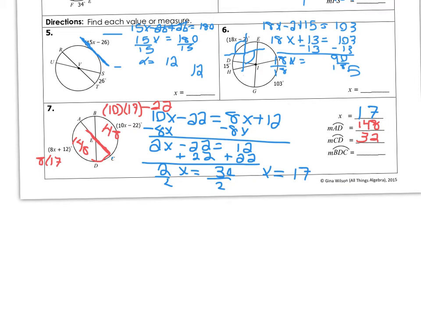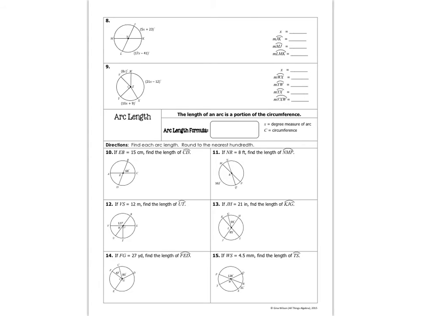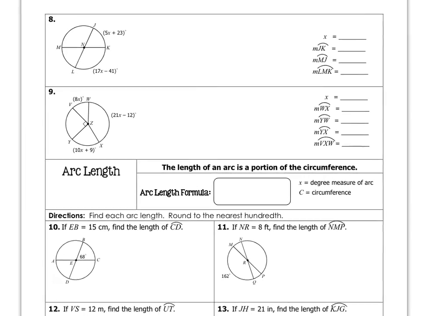And then the final thing we want to find is the distance of BDC. So notice it goes in order, BDC. So if we know this is 148, this is 32, and this is 32, we know the total is going to be 212. All right, let's move on to the next page. And let's zoom in a bit so we can see.